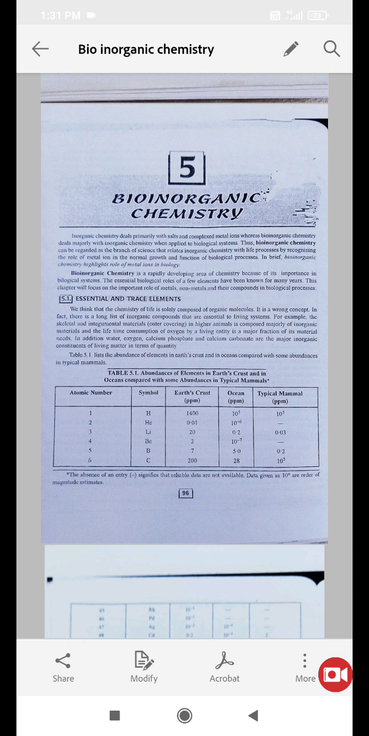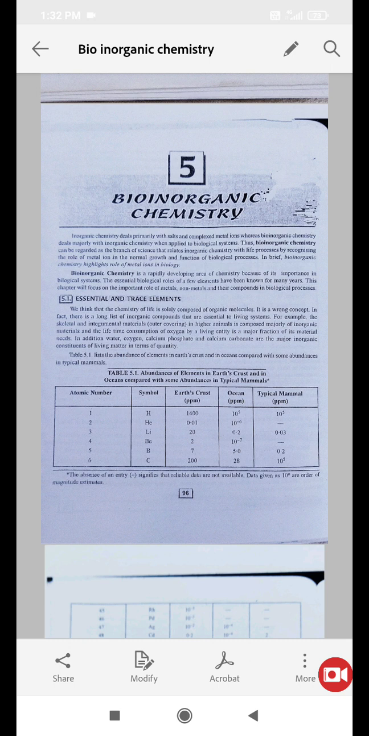We think that the chemistry of life is solely composed of organic molecules. It is a wrong concept. In fact, there is a long list of inorganic compounds that are essential to living systems. For example, the skeleton and integumental material in higher animals is composed majorly of inorganic materials. In addition, water, oxygen, calcium phosphate, and calcium carbonate are the major inorganic constituents of living material.